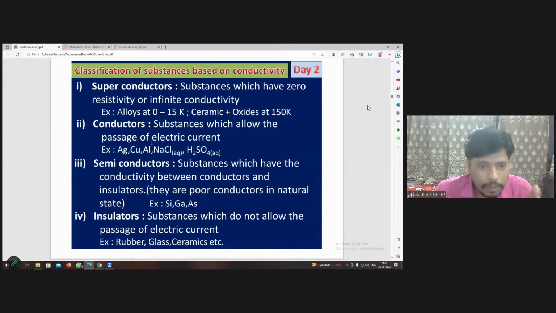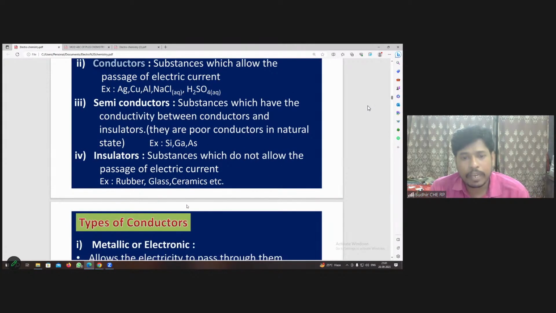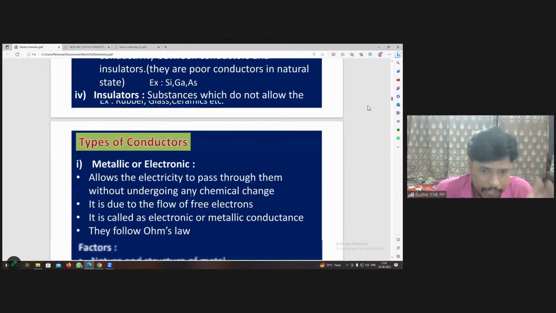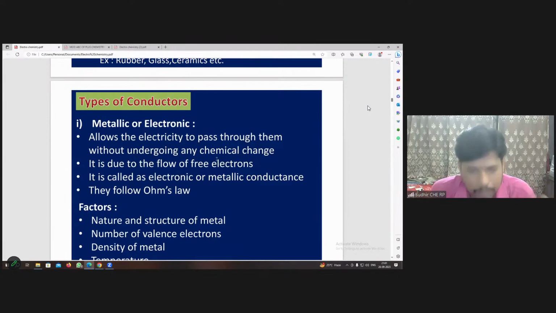Here also, I told you some examples in the elemental form, and some examples I have given in the compound form, that is in the aqueous solution form. All these different forms of substances which can allow the passage of electricity are generally considered as conductors. Now we are going to study in detail only conductors: how many types of conductors are present, what those are, and which different factors are affecting the conduction property of these substances. First, we need to understand this in detail.